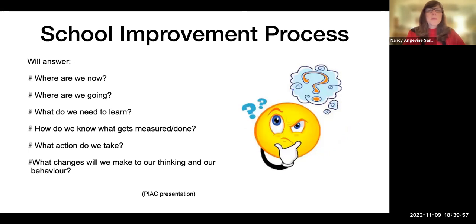So the SIP will answer a number of questions. Where are we as a school now? Where are we going? What do we need to learn? How do we know what is going to get measured or done? And how will we measure and do it? What actions do we need to take to get where we want to go? And what changes will we make to our thinking and to our behavior?